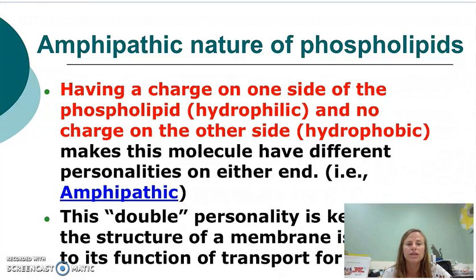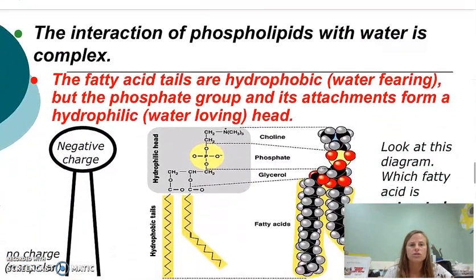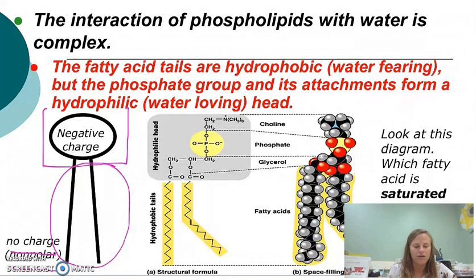On the hydrophilic side, there is going to be a charge, but on the hydrophobic side, there will be no charge. So let me talk more about what I mean. Down here, we've got our fatty acid tails. Our fatty acid tails are hydrophobic. They are water-fearing. There is no charge, and they have non-polar covalent bonds. Whereas the head of our phospholipid contains the phosphorus group, giving it a negative charge.